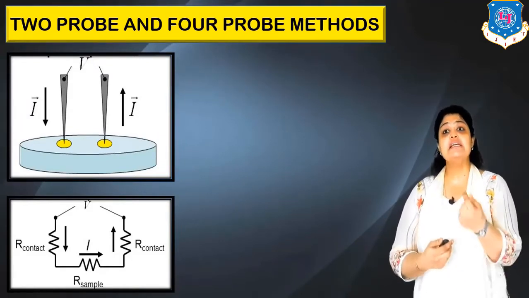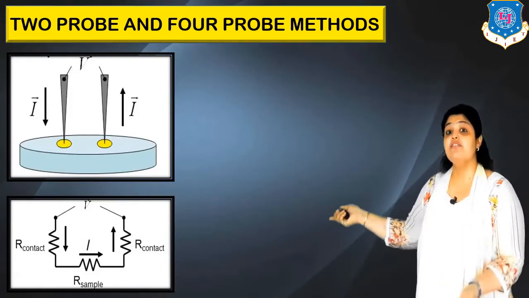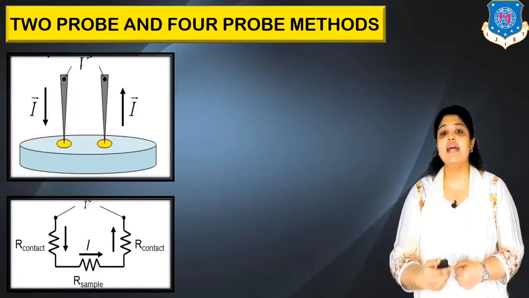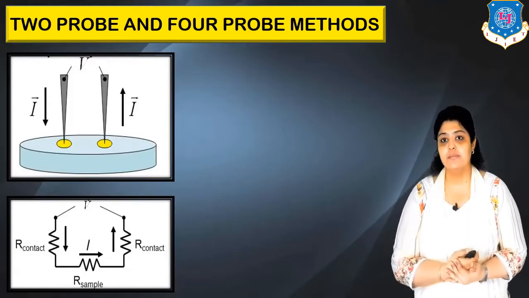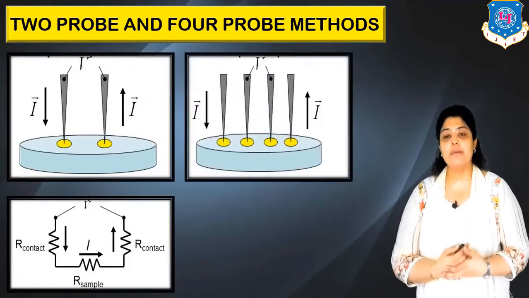If measuring sheet resistance by this method, there will be a disadvantage that the contact resistance and probe resistance is added because we use only 2 connectors. Now let's see what a 4 probe method is.